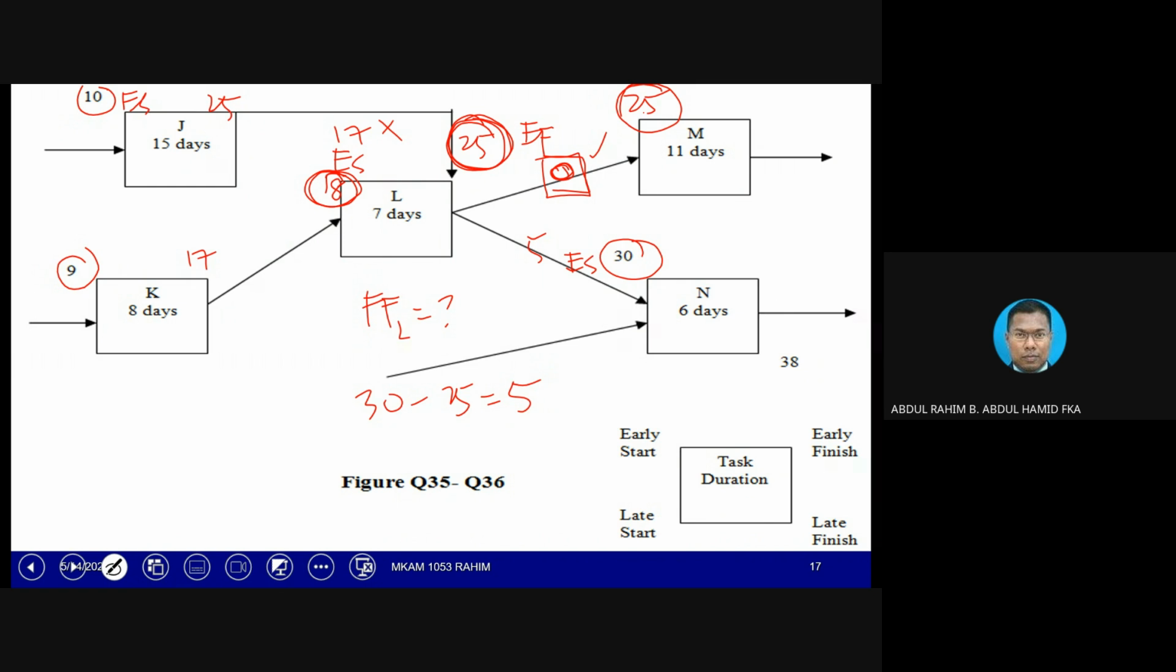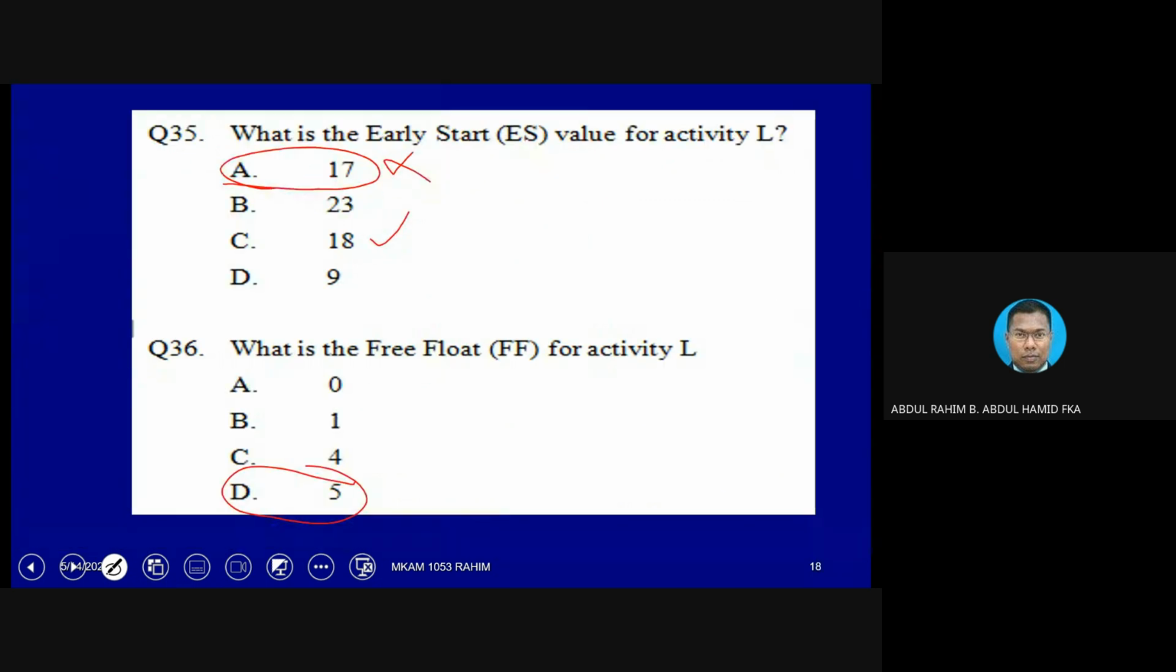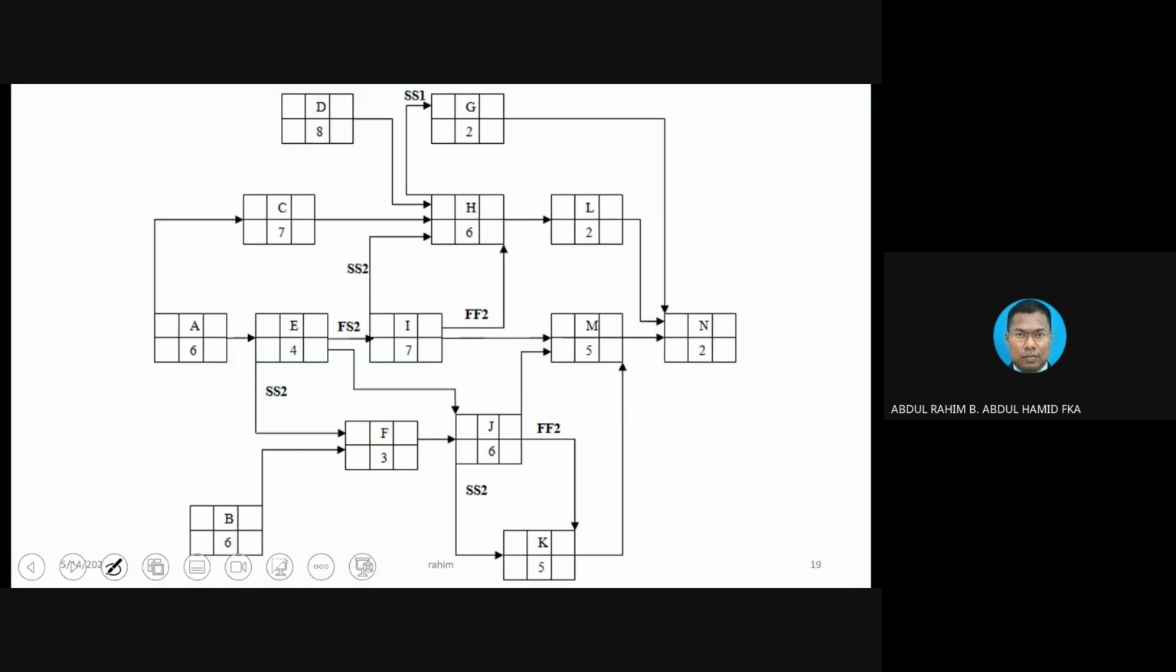Even though it looks like from L into M and N there are 5 days, in reality L cannot be extended anymore, because once it is extended, M will automatically be affected as well. So that is what the concept of free float is all about. It is the available free time, and L does not have free time. So in this case, the right answer is 0. If you do not understand the concept, you will make a mistake.